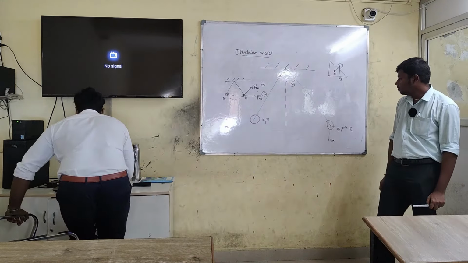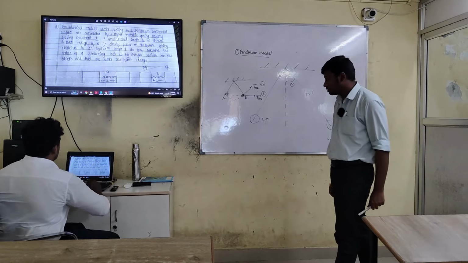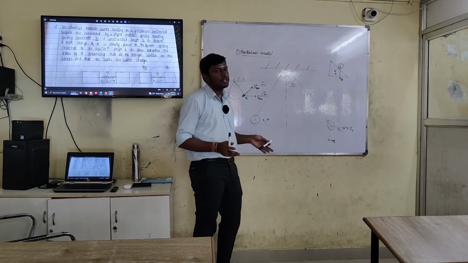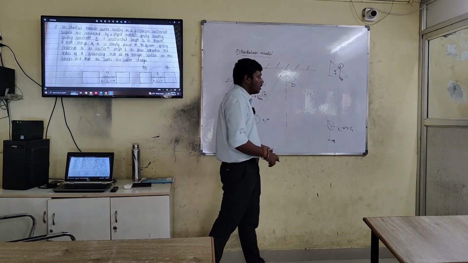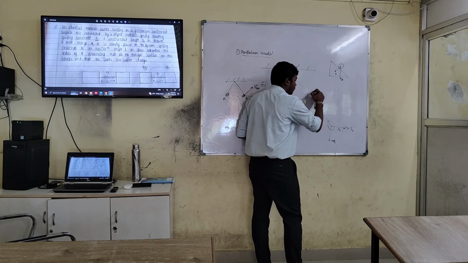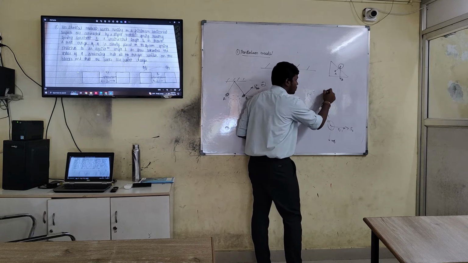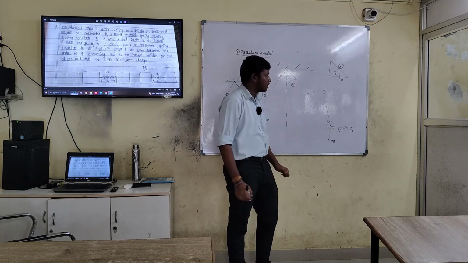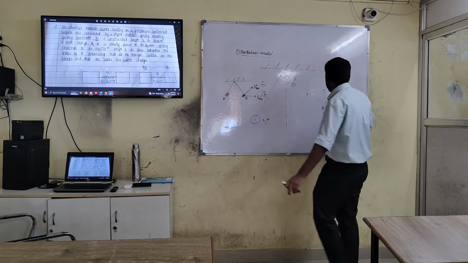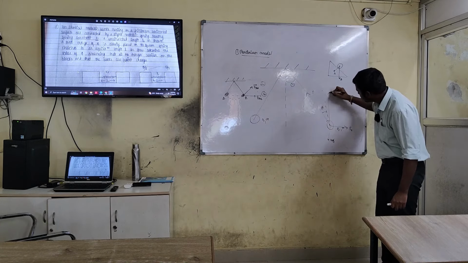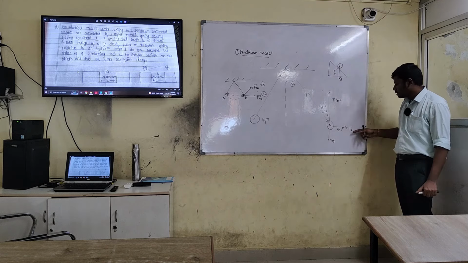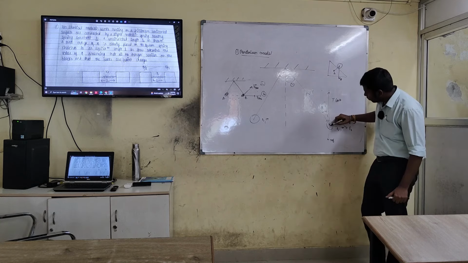Now we have to resolve the forces along the X and Y axes. If this is T, and this is theta, what will be the force along the positive Y direction? It will be T cos theta. This is mg, and this is Fe. What will be the force along this direction?